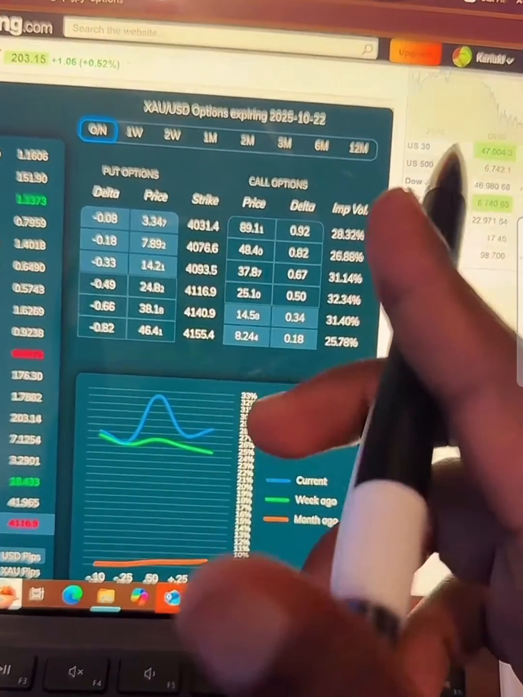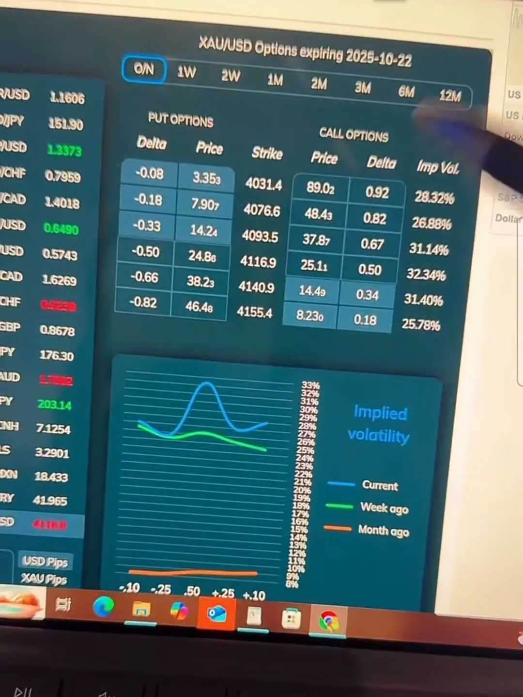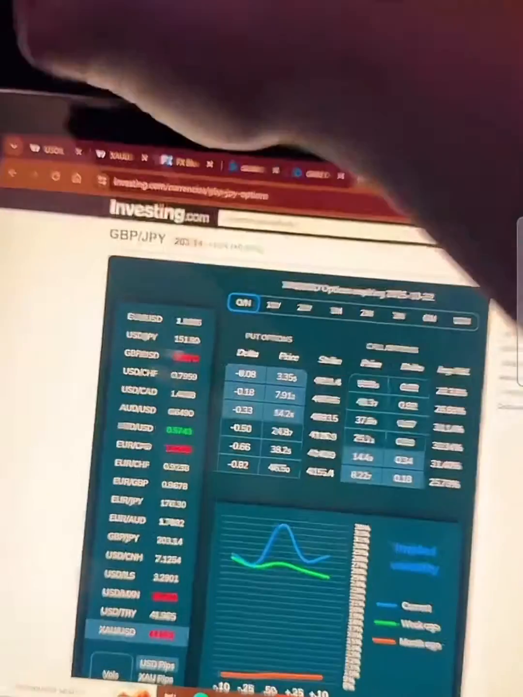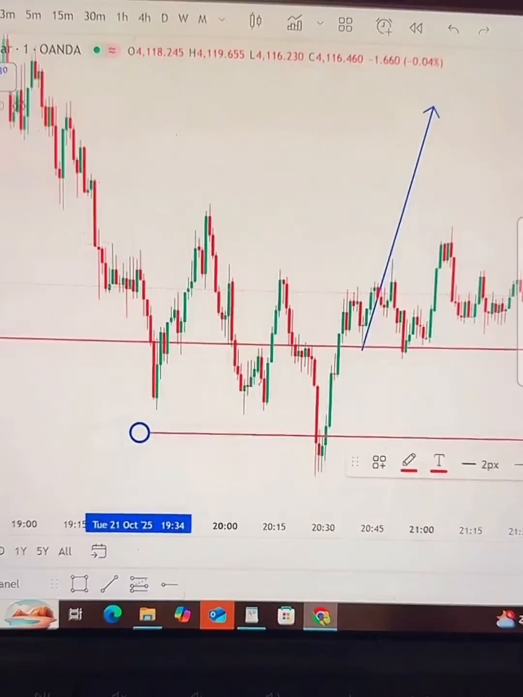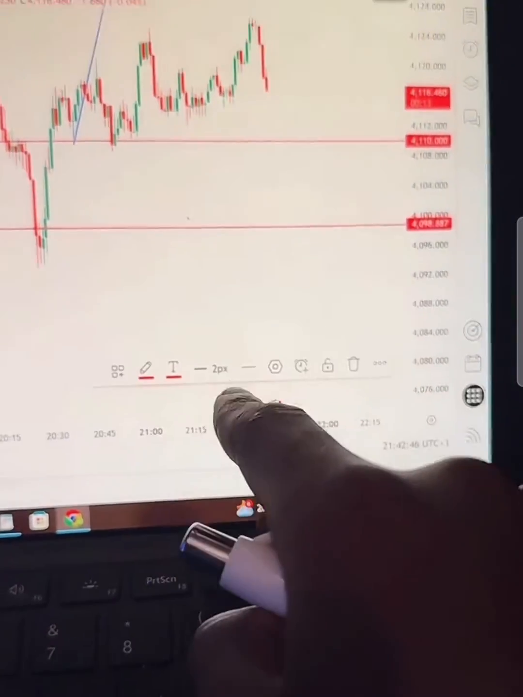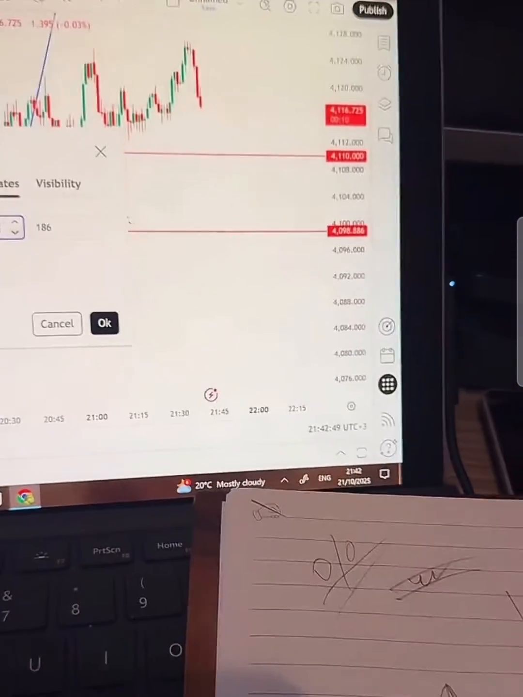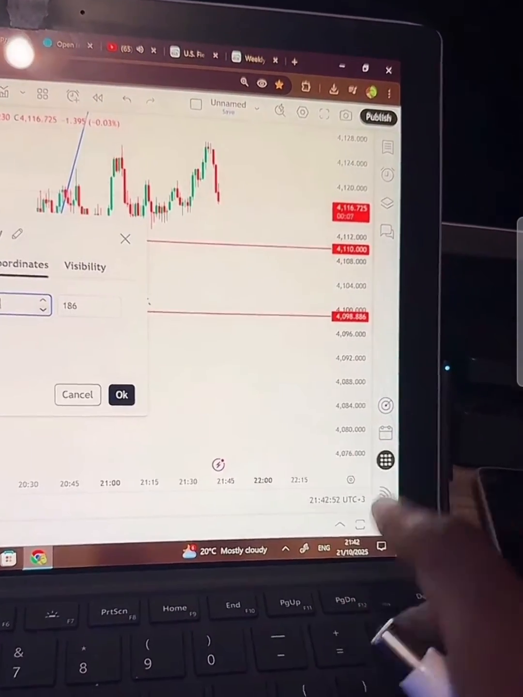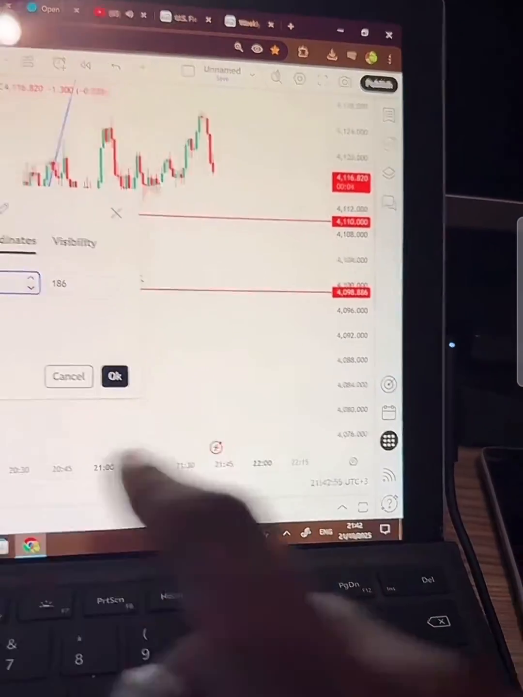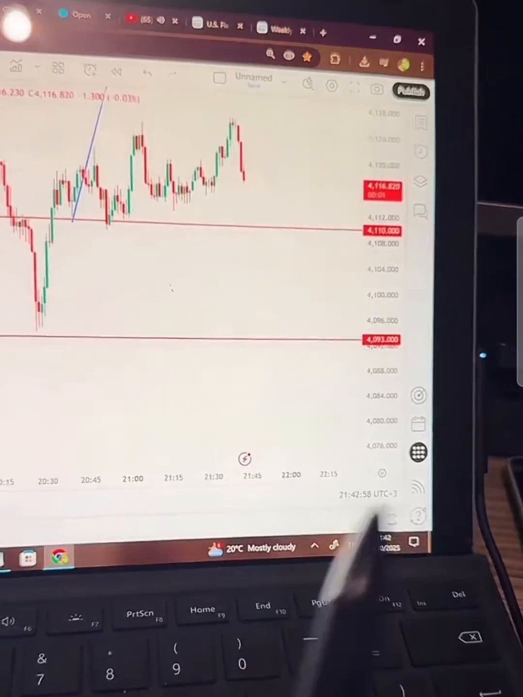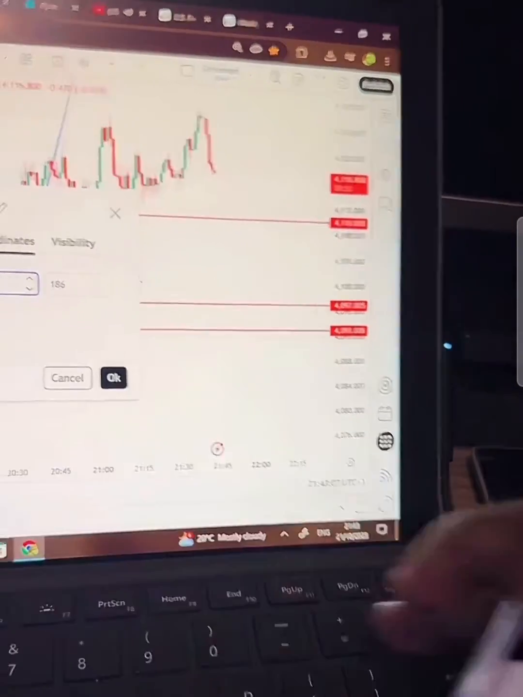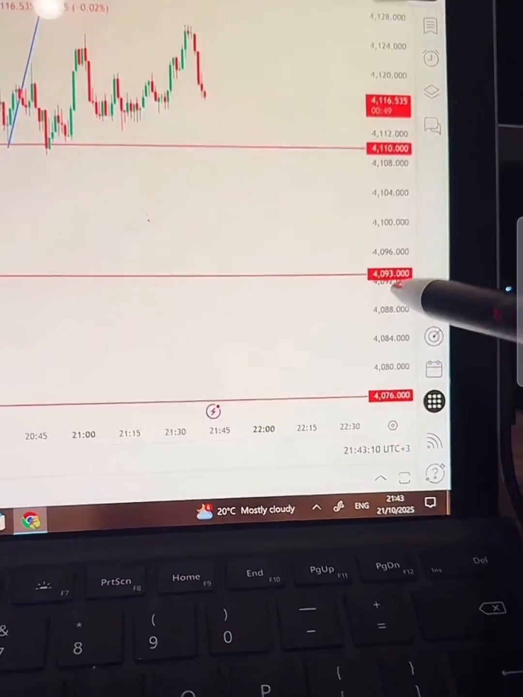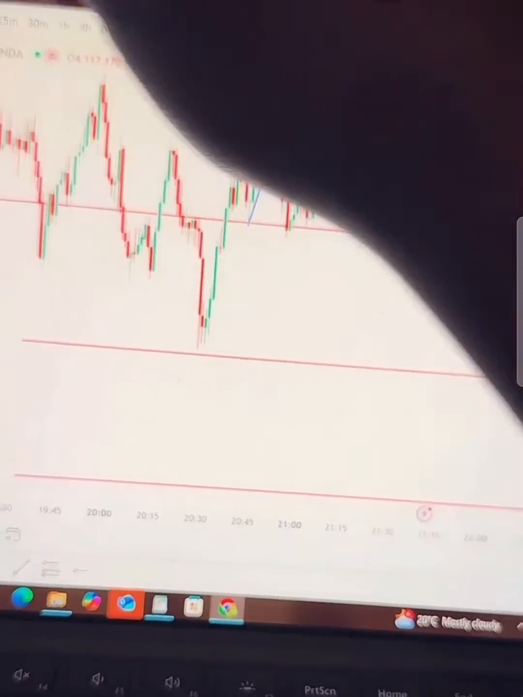Now for that case, if you take a look at this it's not focusing. So we want to focus on 4076 and 4093. Here you just put 4093 and 4076. You can just clone that one there. Okay, 4076. So in between 4093 and 4076, let's see which level has a high probability of a reversal.